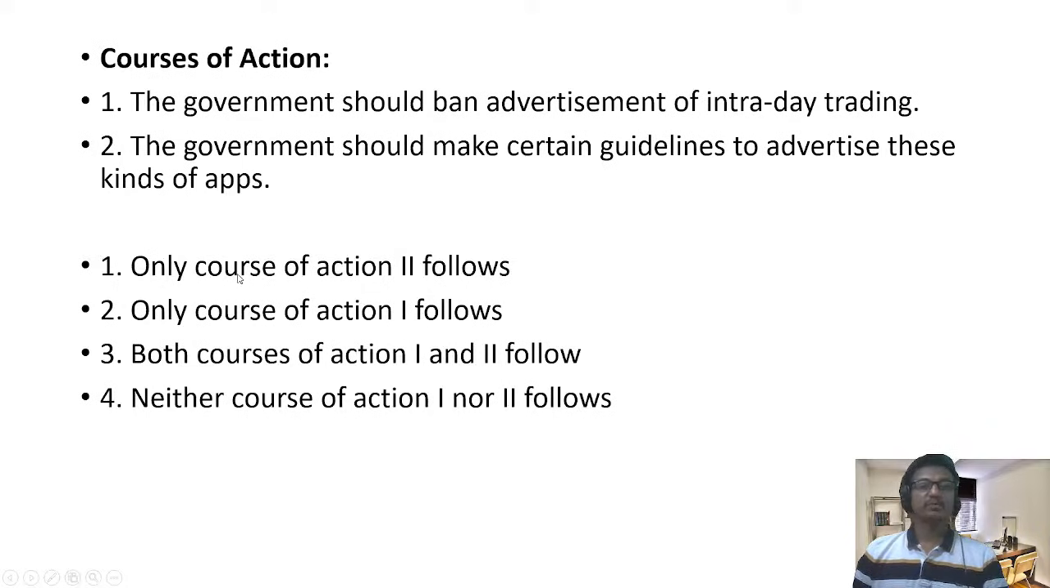Which one is the correct option? Only course of action 2 follows. Only course of action 1 follows. Both 1 and 2 follow. Neither course of action 1 nor 2 follows. Which one is correct? Give your answers.